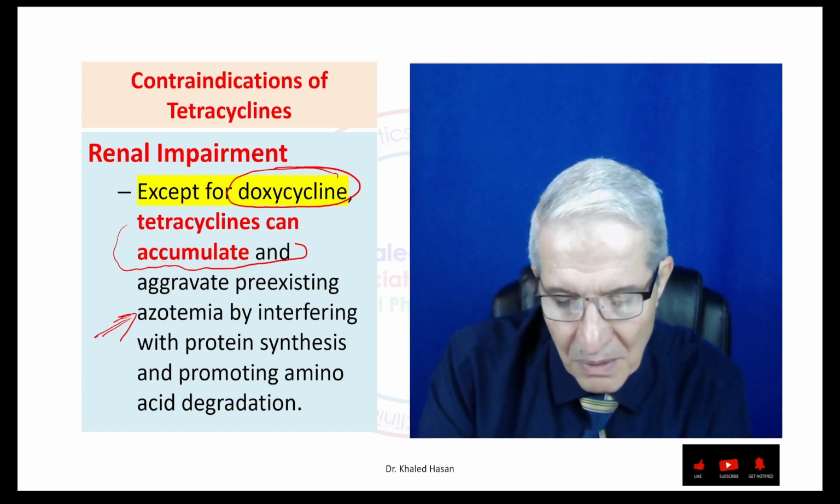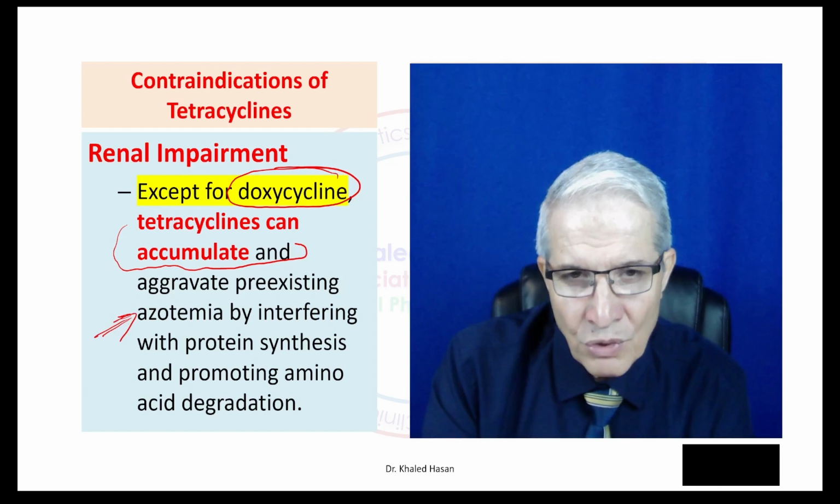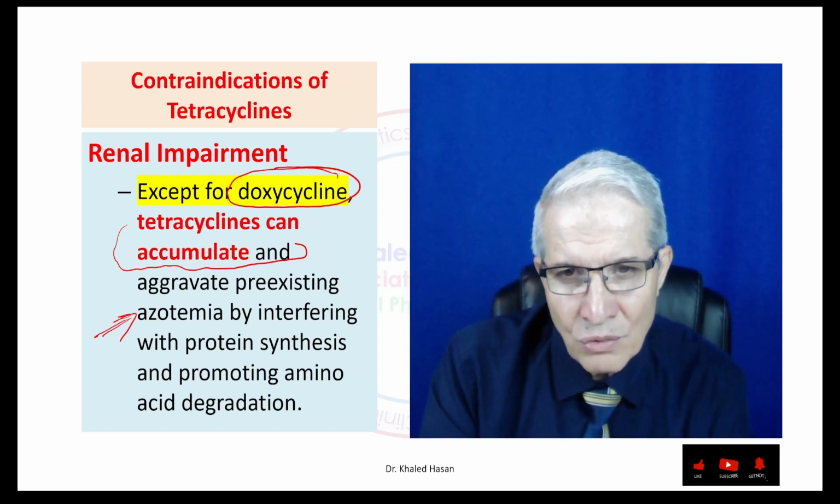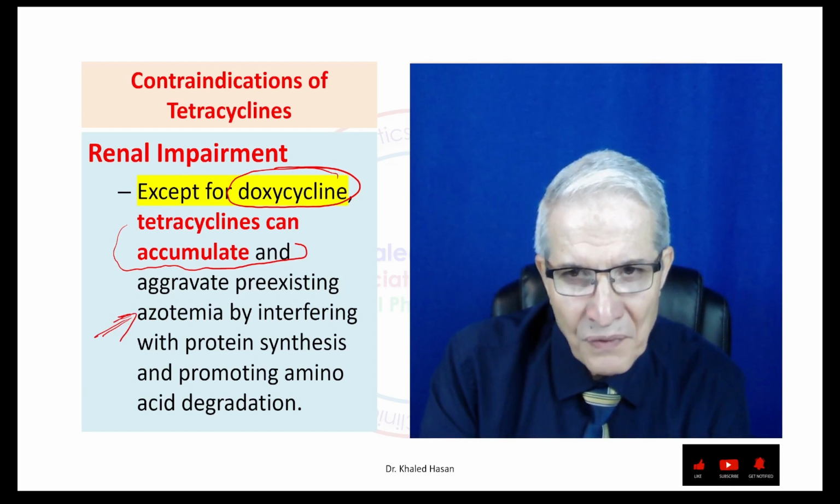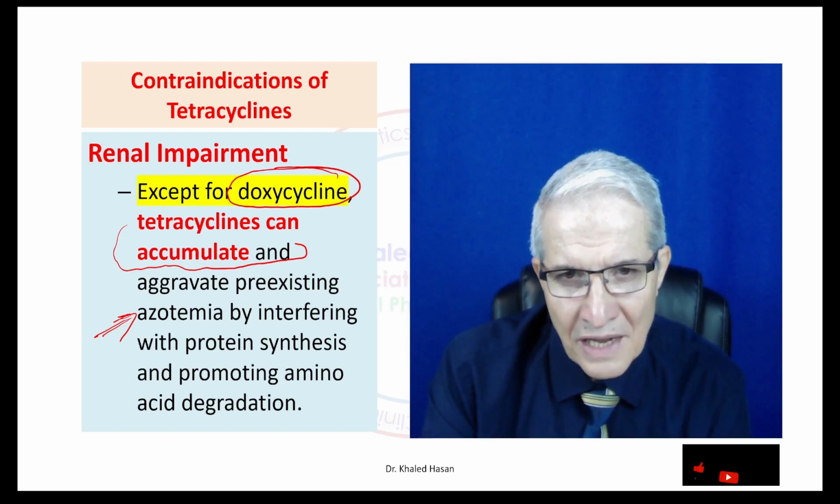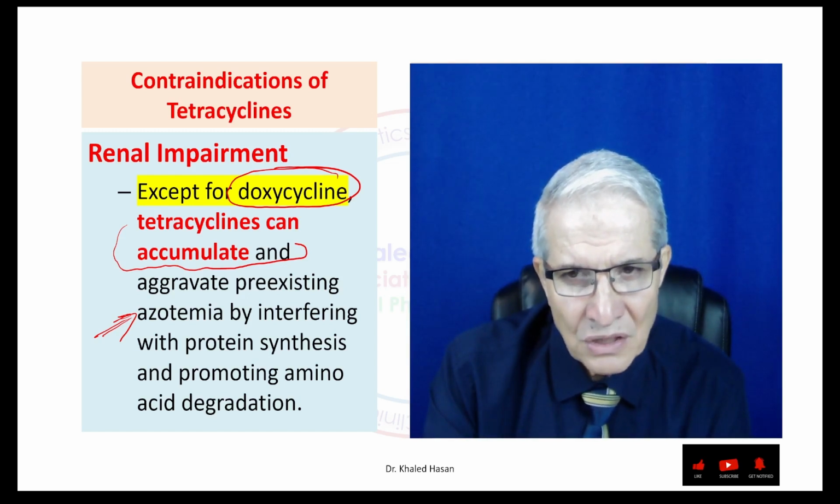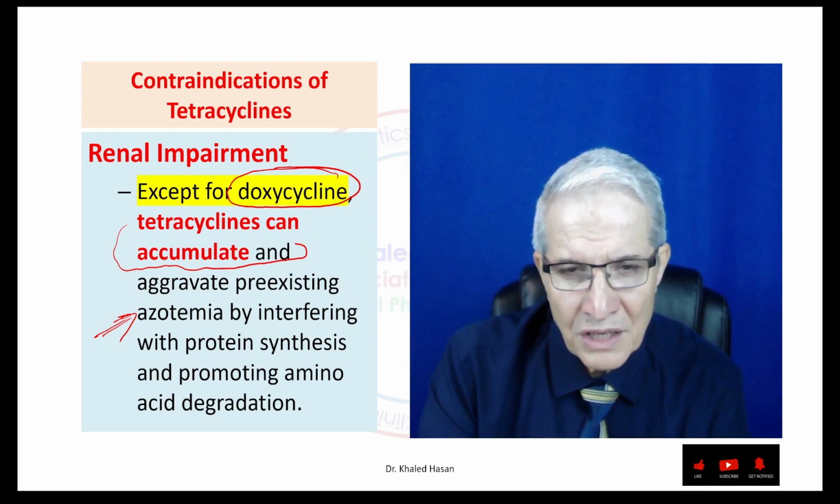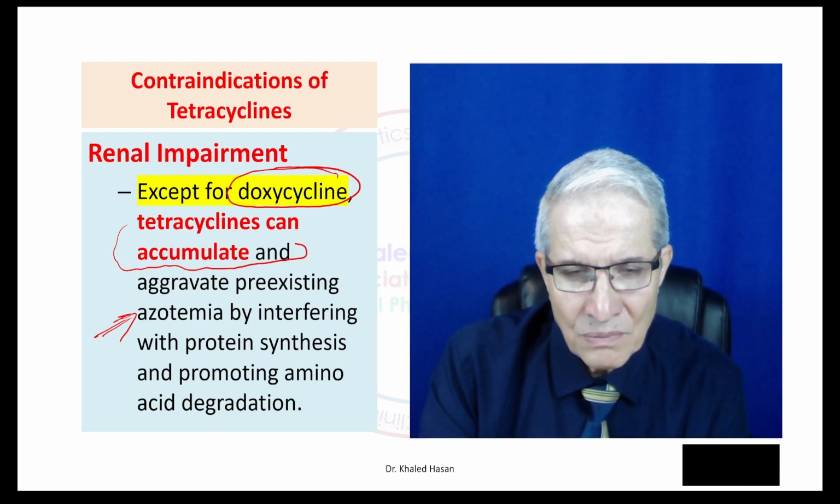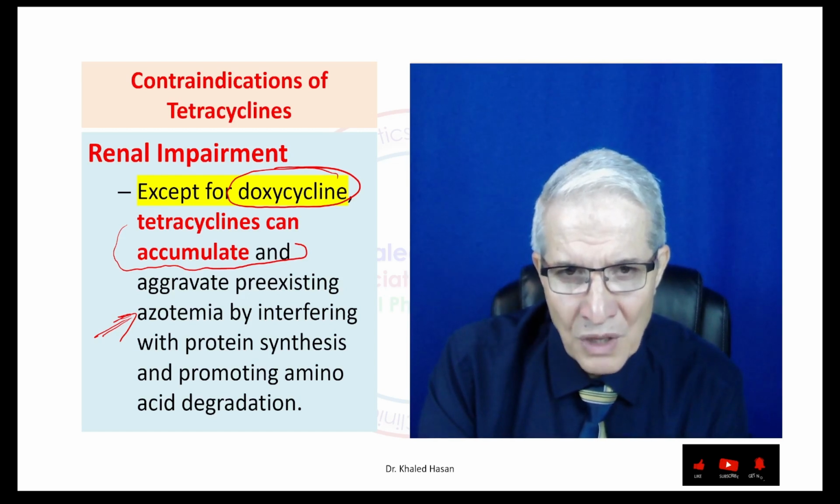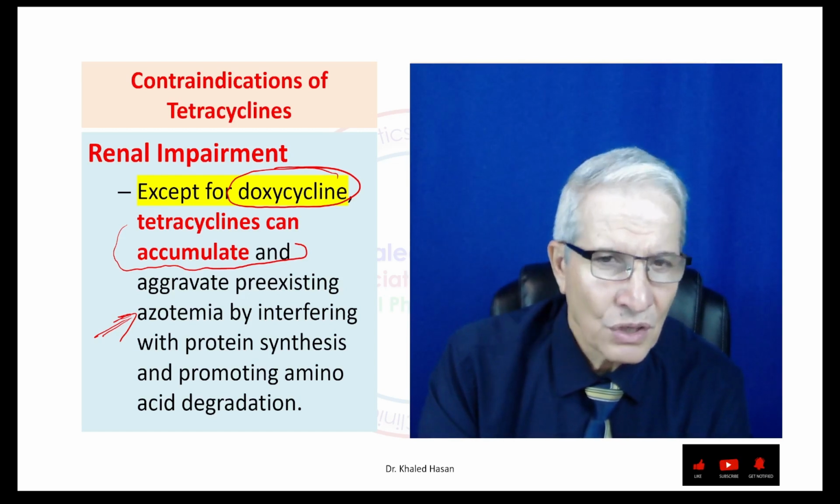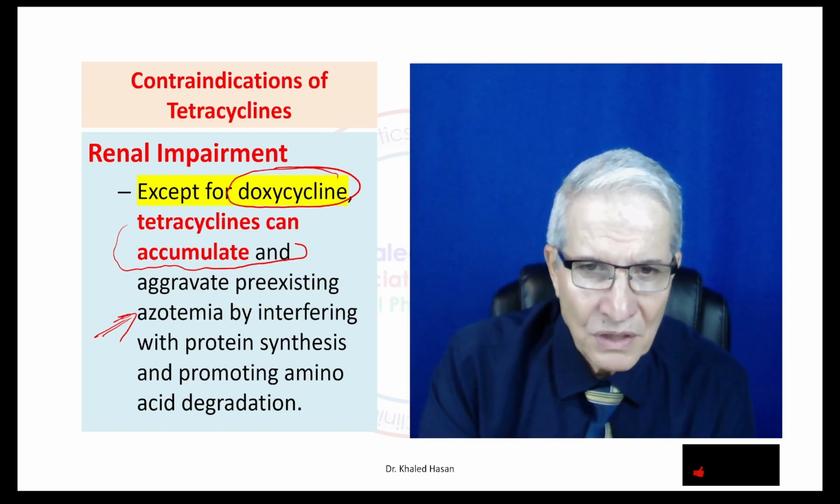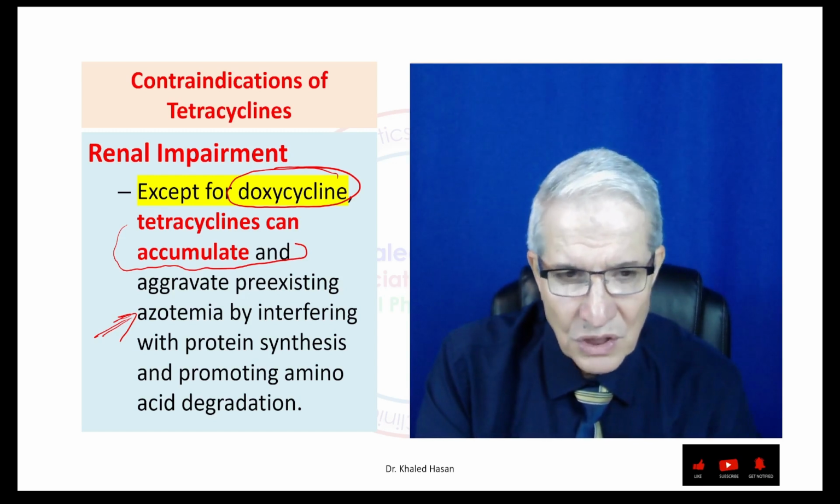Okay, so please remember from this slide, the question now: which of the following tetracyclines is allowed to be prescribed to patients suffering from renal failure? So doxycycline is considered a safe medication in patients suffering from renal failure. For example, a patient comes to the clinic suffering from acne, but this patient also has renal failure, and we have a list of tetracyclines. Which medication are we going to prescribe? Doxycycline will be the drug of choice in this situation.